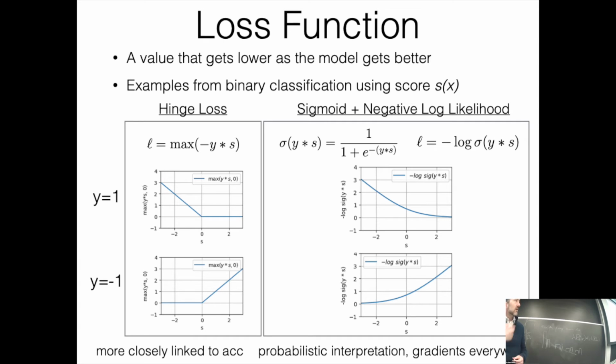And then we take the negative log of this sigmoid function, or the negative log likelihood. And that gives us a loss that looks a little bit like this. So basically, you can see that these look very similar, right? The difference being that the hinge loss is sharp, and we get exactly a 0 loss if we get the answer right. And the sigmoid is smooth, and we never get a 0 loss.